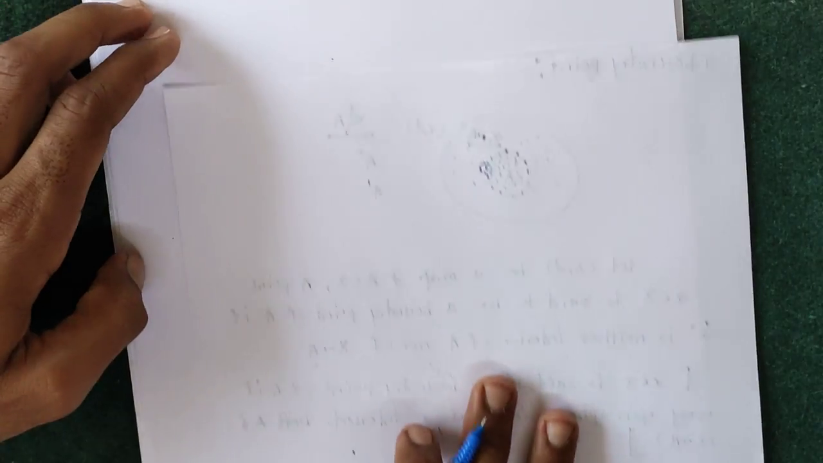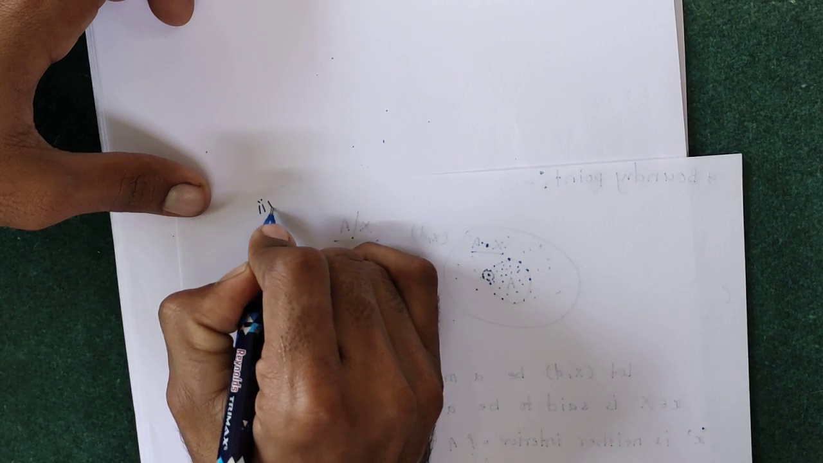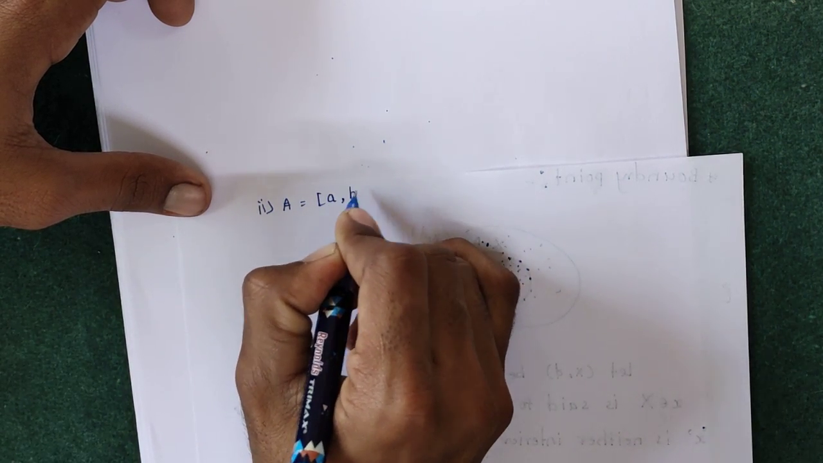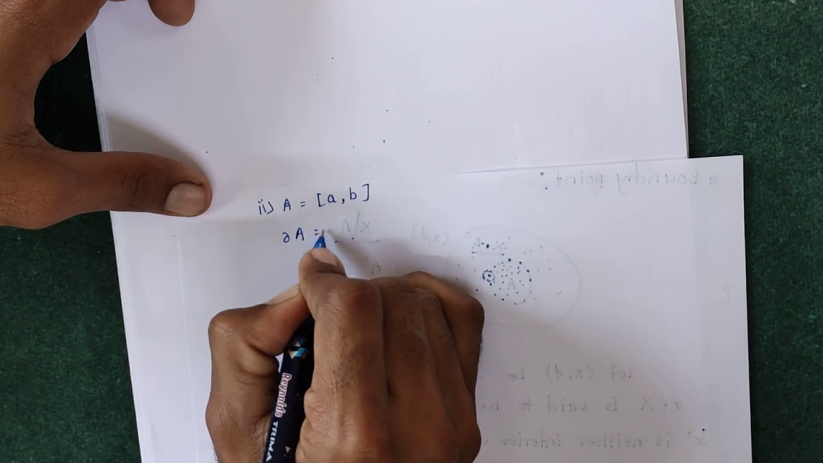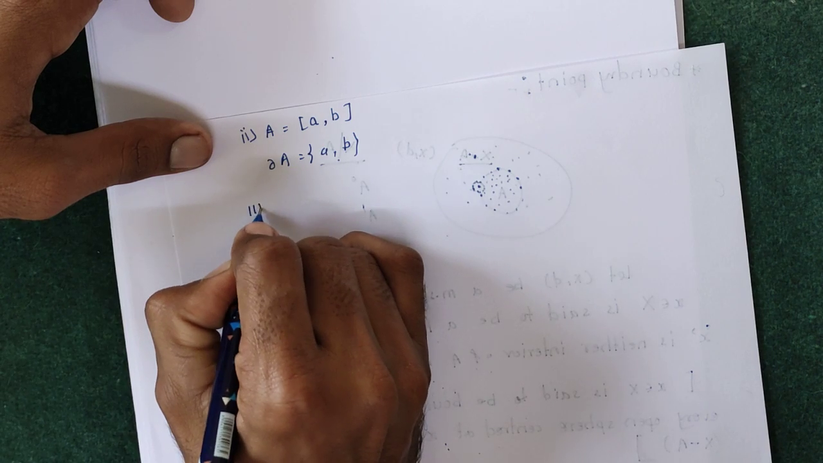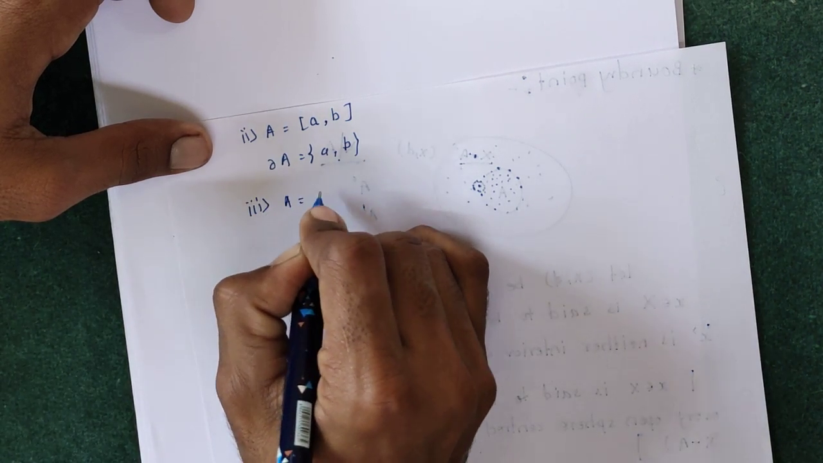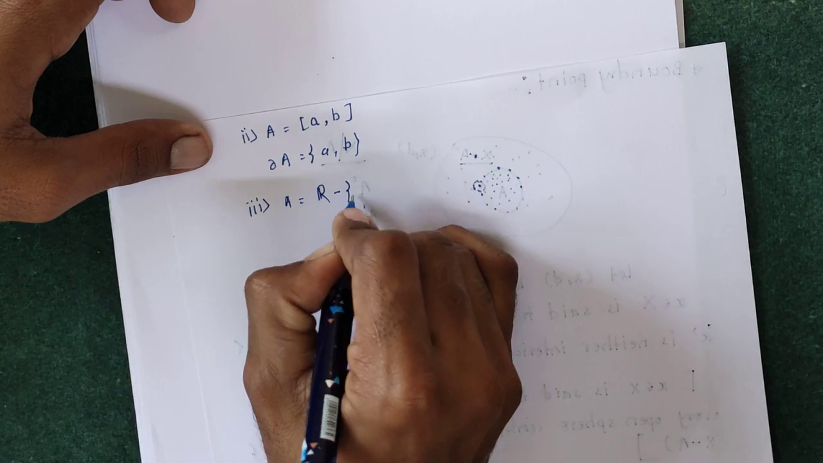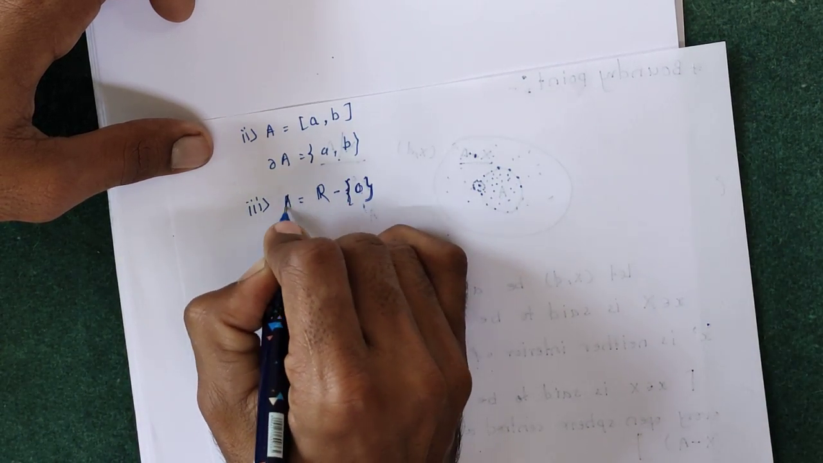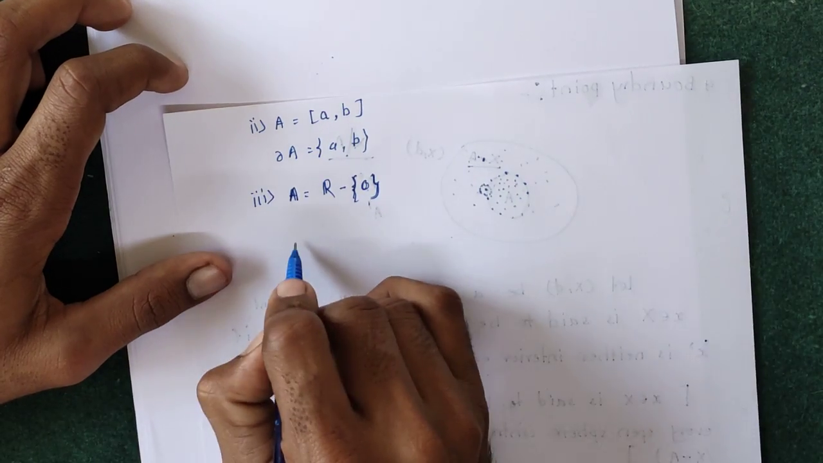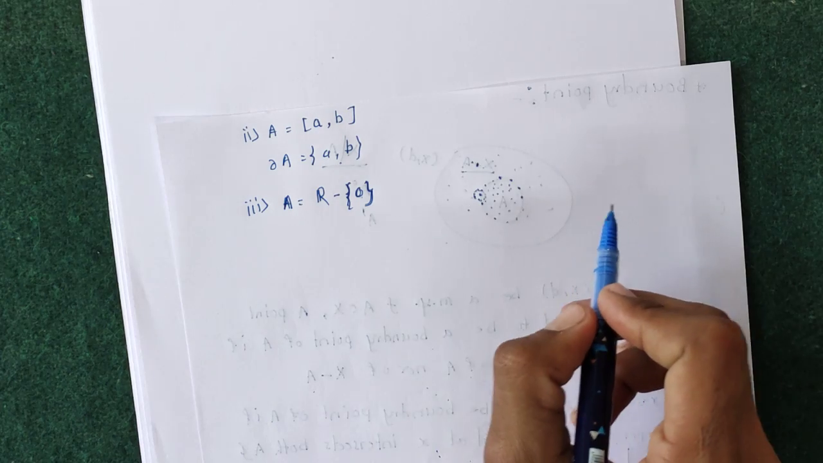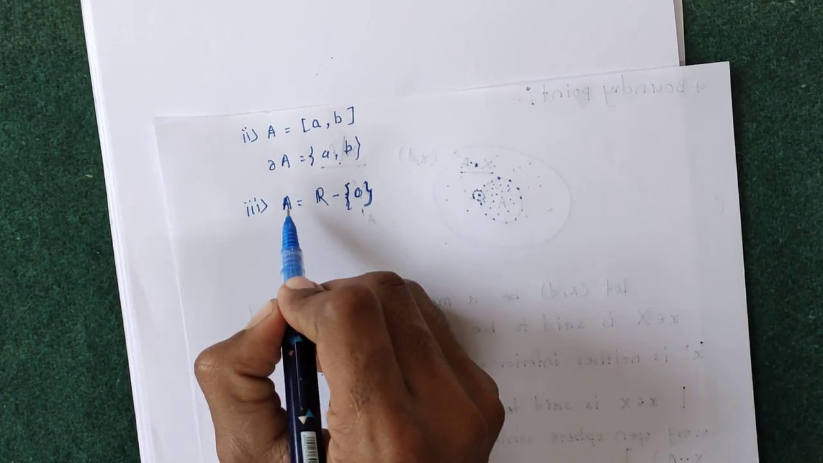Now if you take another example, suppose the second example is A is equal to the closed interval [a, b], and again the boundary points are a and b. Now the third example: suppose A is equal to the whole metric space R minus the singleton {0}. Then the given set is the whole real line except 0. If we subtract 0 from the whole real line R, then this is our set A.